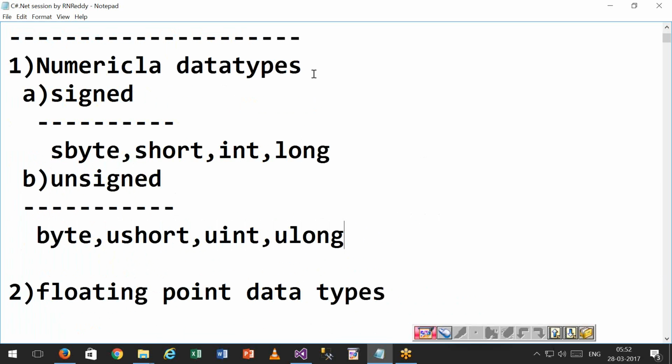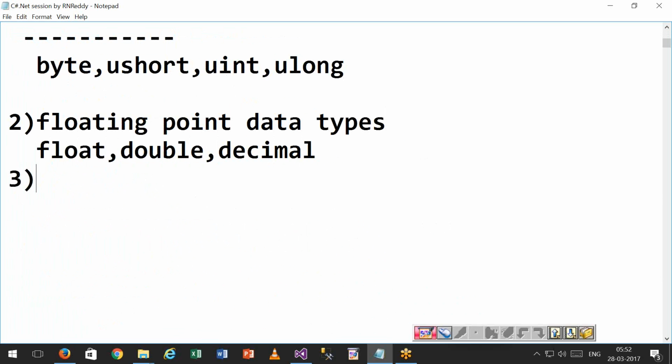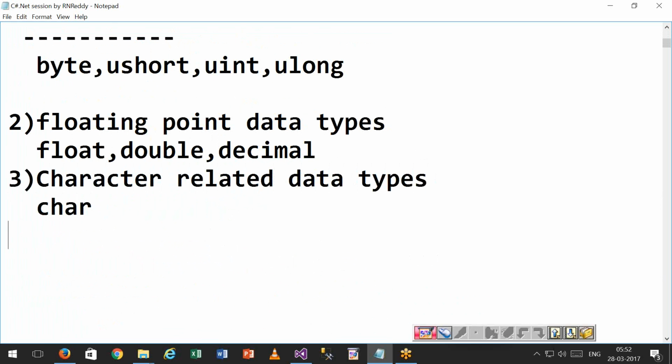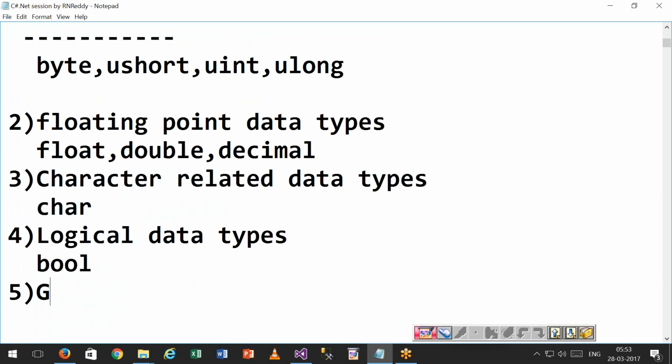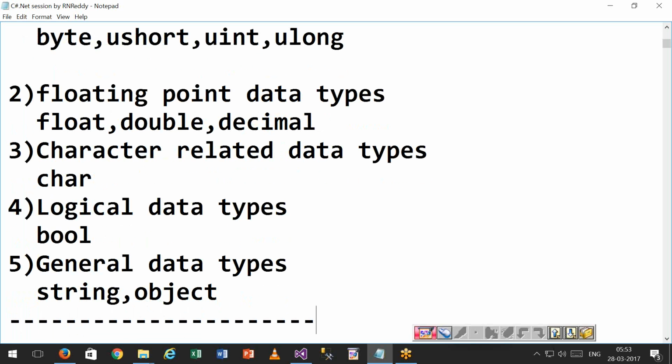Remember? Yes, sir. Floating point data types are float, double, decimal. Next, coming to character related data types, only one: char. Coming to logical data types: bool. And the fifth category, general data types: object and string.